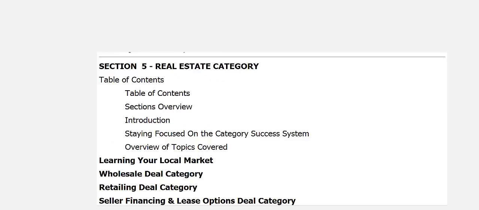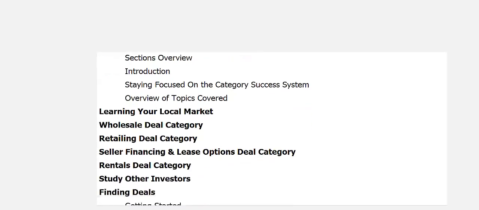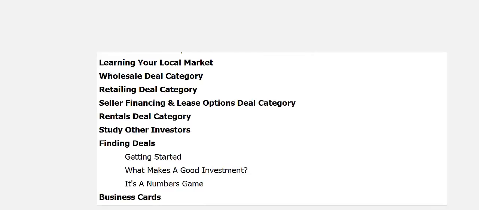The last section is section 5, the real estate category. The overview, the introduction, staying focused on the category success system, an overview of topics covered. It's so important that you learn your local market. You need to be able to walk through a property and know what market rent is and know what the property will sell for. We need to understand wholesale deals, retail deals, seller financing and lease options deal category, rental deal category, studying other investors, finding deals, getting started, what makes a good investment.